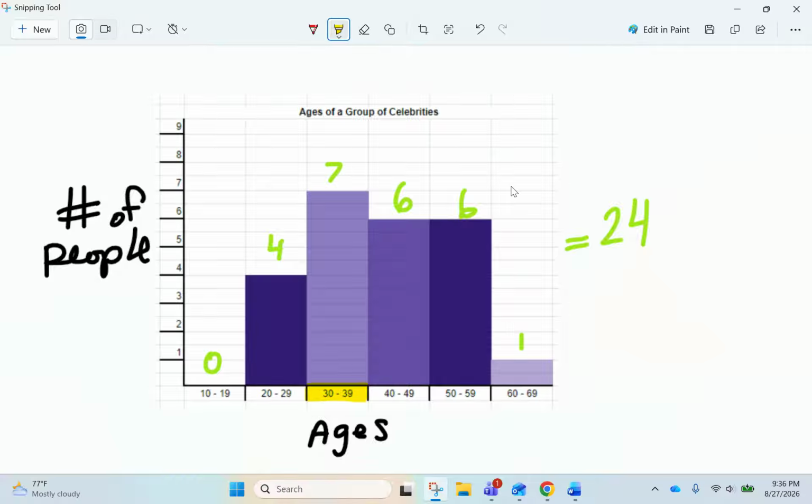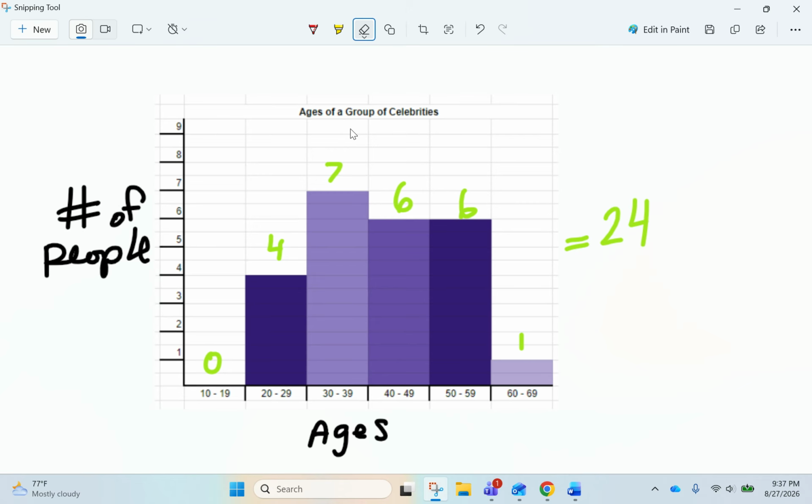How many more celebrities in the data set are in their 30s than their 20s? Okay, so if we're looking at 30s, we have 7 in their 30s. How many more is that than the people in their 20s? Well, we have 4 people in their 20s. So how many more do you have? To get from 4 to 7, how many more is that? There's 3 more people in their 30s than their 20s.